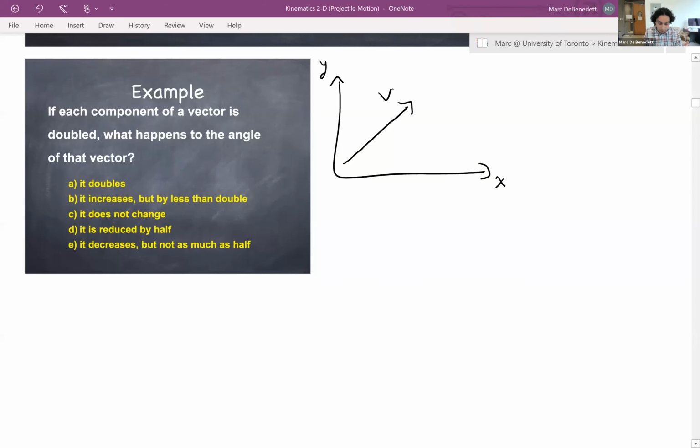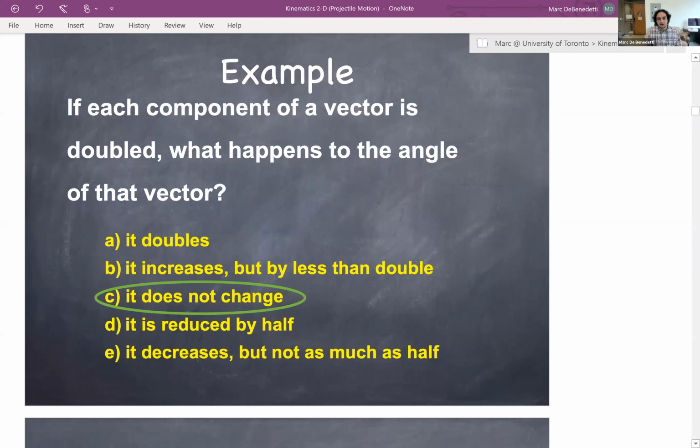Okay, if I double both the x and the y, then all of a sudden, this vector is twice as long as before. Well, what does that do to the angle? As long as you double each component with the same scaling factor, it should not change the angle at all. So the angle should be unchanged. It does not change.